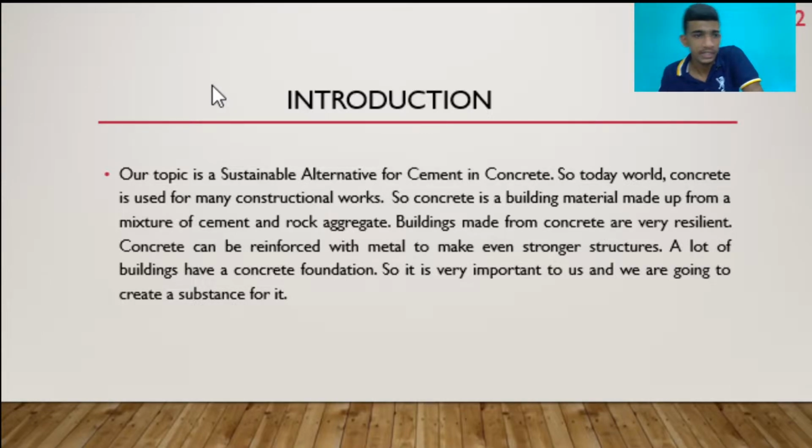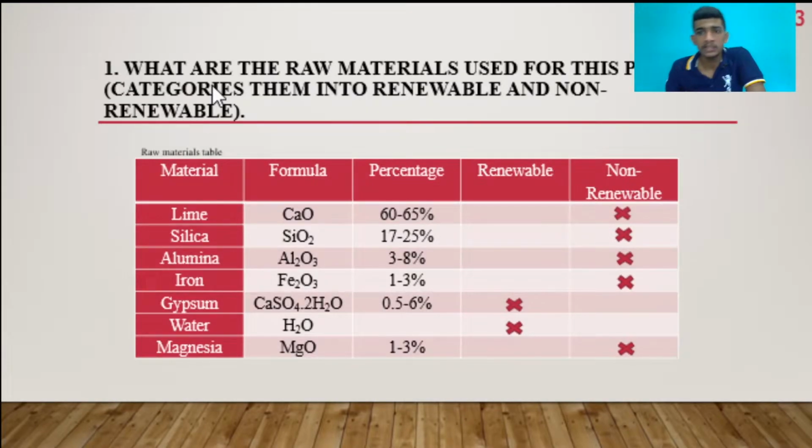Okay, now let's move to the next slide. In this slide, we are trying to explain what are the raw materials used for this product. And we categorize these raw materials into the two types. Those are renewable and unrenewable. According to this chart, you can see material of our products. Those are lime, silica, alumina, iron, gypsum, water and magnesium. In the second column and third column, we have mentioned about the formula and the percentages of those materials.